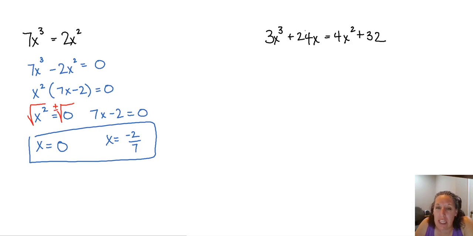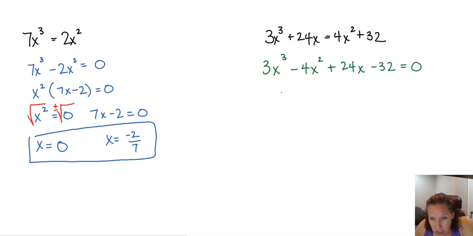Again, I want to keep my leading term positive just because it makes it a little bit easier when we get a factor. And so 3x cubed is going to be my leading term. And then we're going to subtract 4x squared to move it to the other side. 24x is going to stay right where it is, so it's going to stay the same sign. And then we need to move that 32 over, so we'll get minus 32 equals 0.